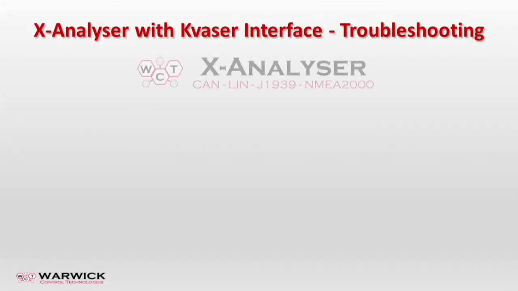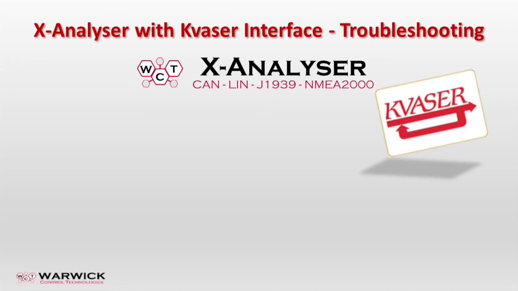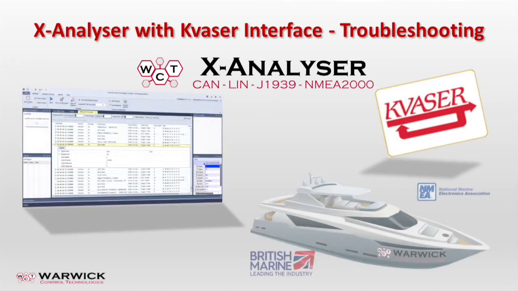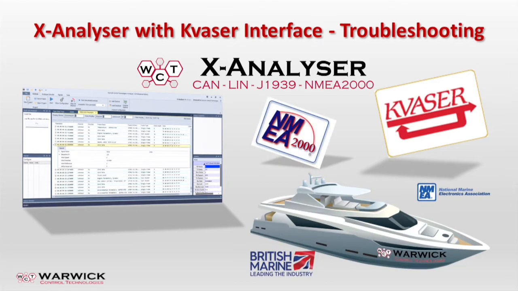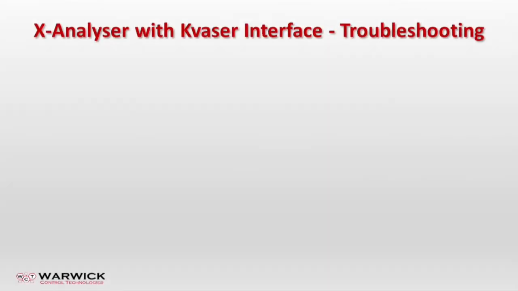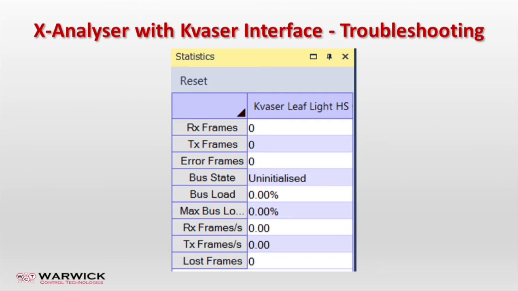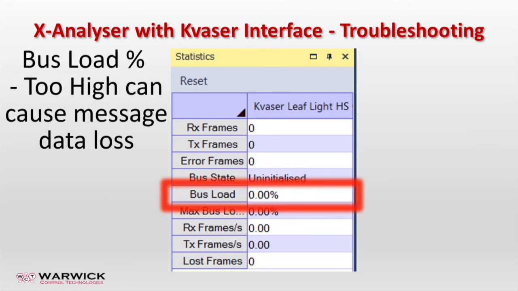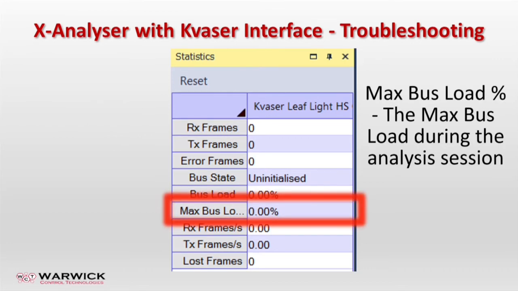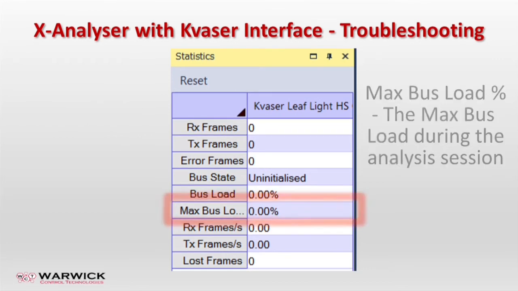So now let's move on to the benefits of troubleshooting the NMEA2000 CAN network with X-Analyzer, the CAN analysis software from Warwick Control Technologies using a Kavasa interface. Firstly, we have the statistics panel. This will give you general CAN stats about the NMEA2000 network, like the bus load. Networks optimally work for time-critical messages at 40% bus load and below. Non-time critical messages can have higher bus loads, but overloading the network can cause messages and their data to be missed. The panel also notes the max bus load seen during the analysis session.